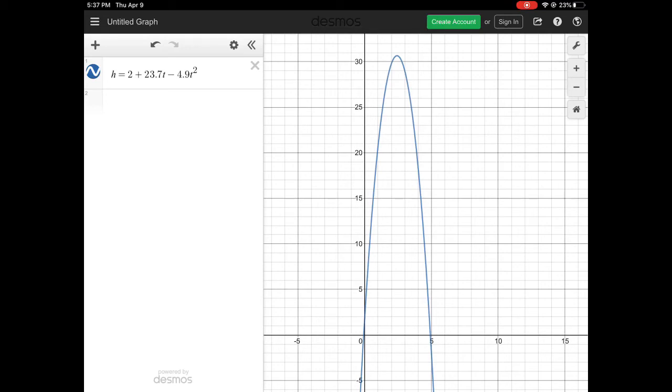The positive horizontal intercept tells us that the pumpkin hits the ground after about 4.9 seconds. The negative intercept doesn't have any meaning here since the time cannot be negative in this case. The vertex is at approximately (2.4, 30.7). It tells us that the pumpkin reached its maximum height of about 30.7 meters around 2.4 seconds after being fired.